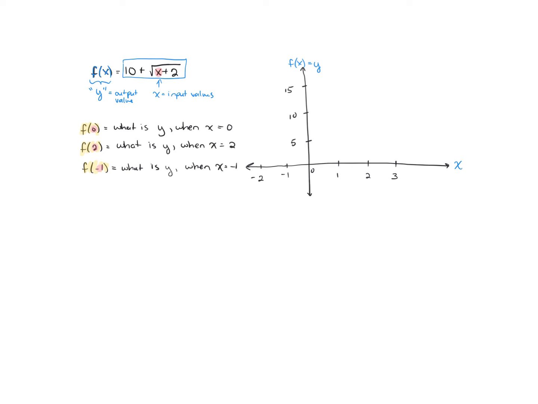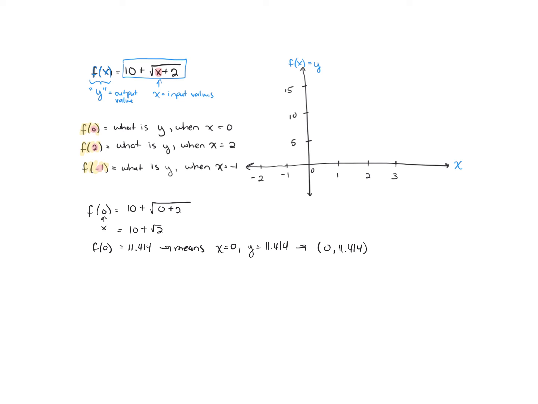So let's go ahead and do f of 0. When x is 0, anywhere in the equation where I see x, I'm going to substitute that with 0. Then here we have 10 plus the square root of 2, which is approximately 11.414. So f of 0 is equal to 11.414. This means when x is 0, y is 11.414, or that's the point, the ordered pair 0, 11.414.